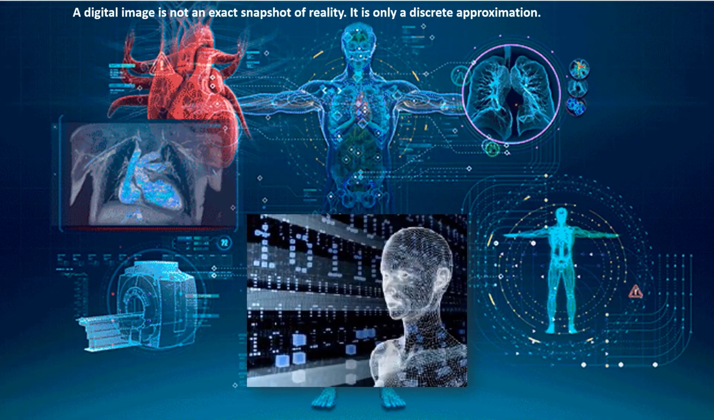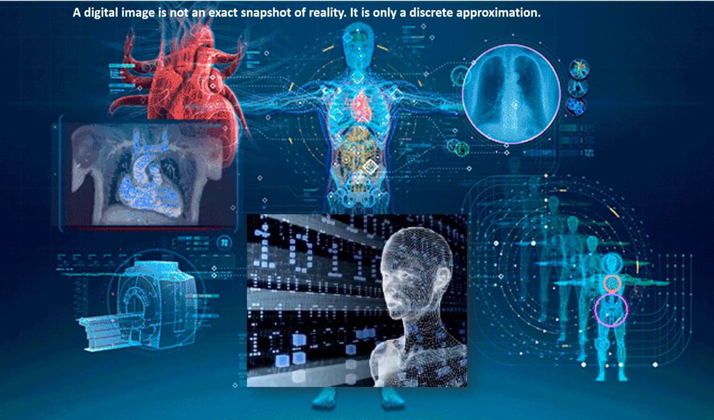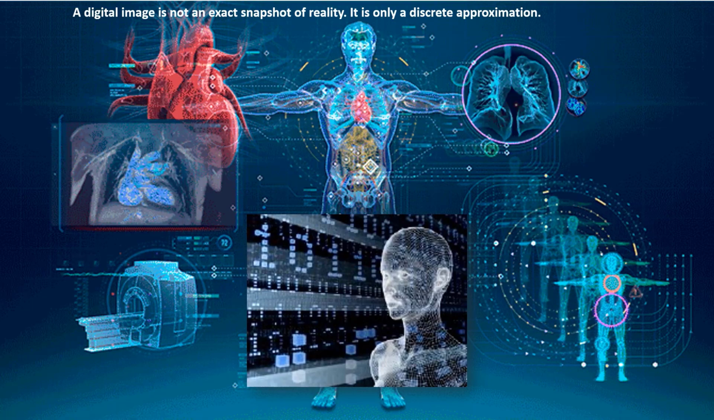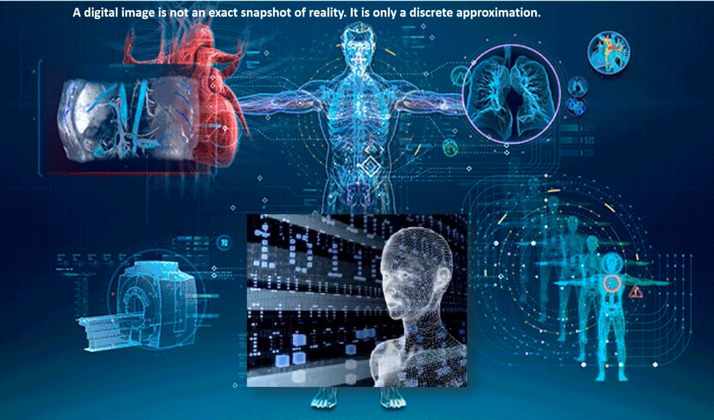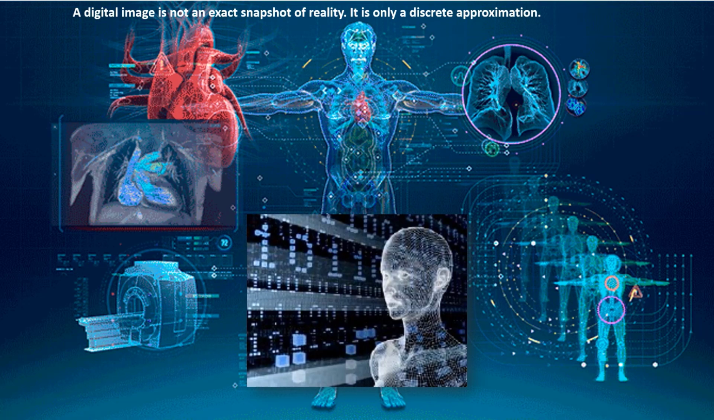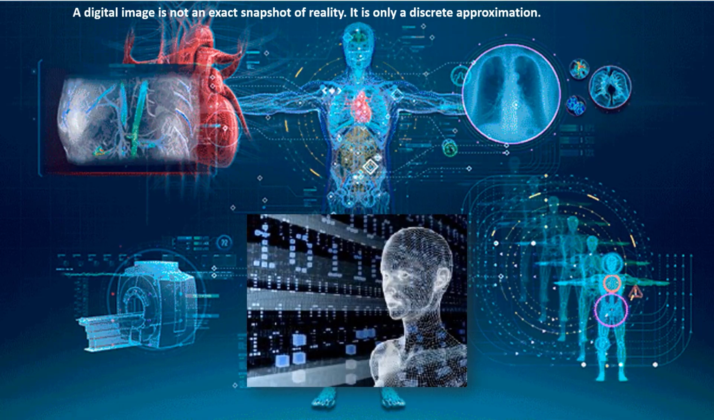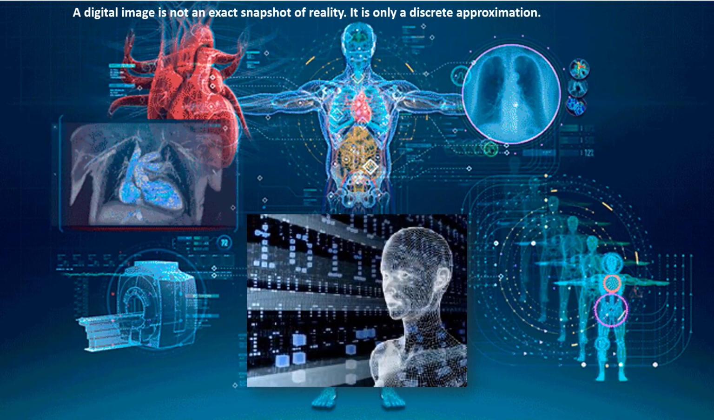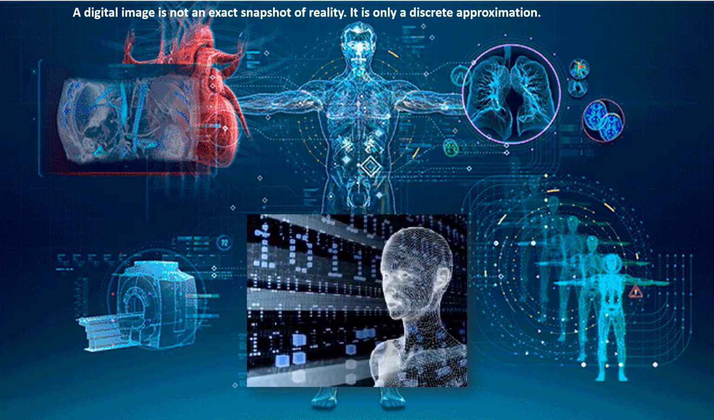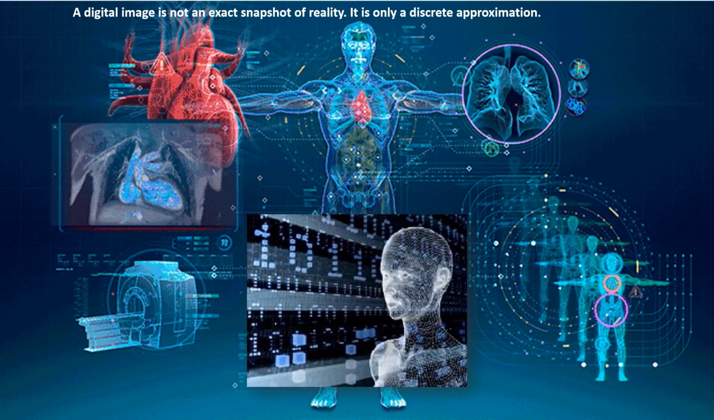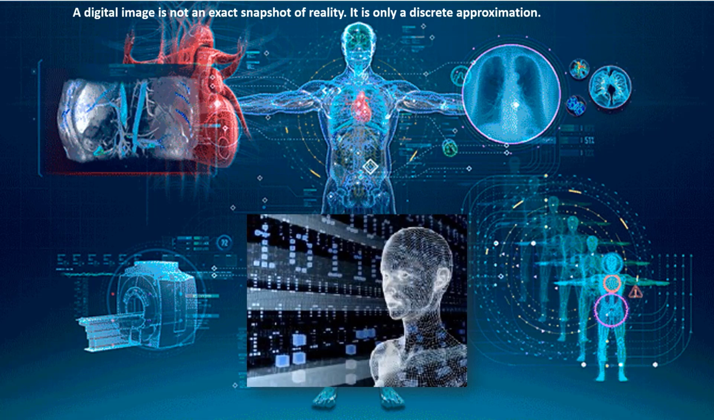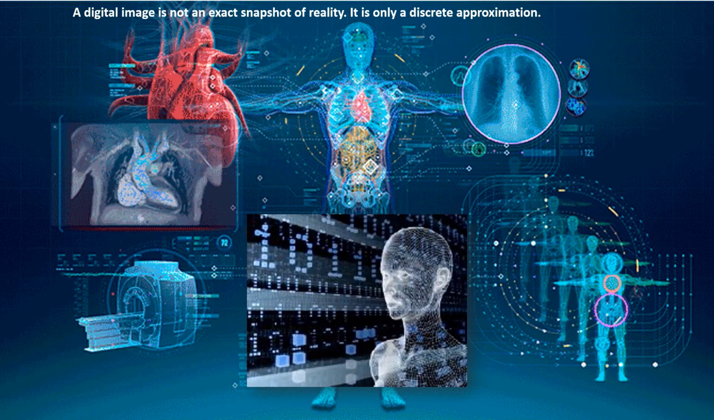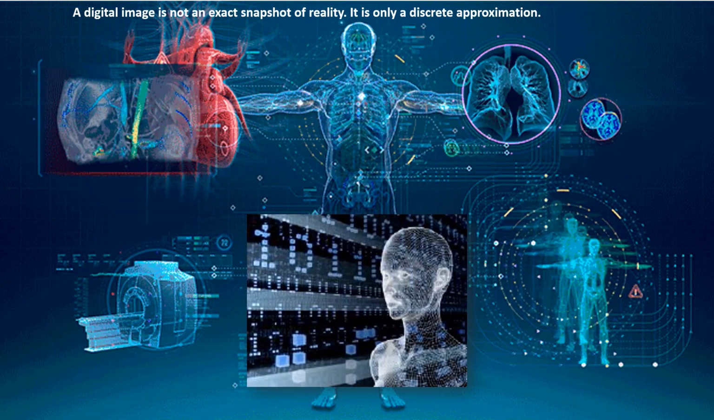A digital image is not an exact snapshot of reality. It is only a discrete approximation of reality at a specific time. Digital images are comprised of data that can be searched, segregated, and chosen for specific types of views and images. Each imaging modality records the interface of some sort of energy with human tissue, and that provides the data that we utilize to map or create our images.